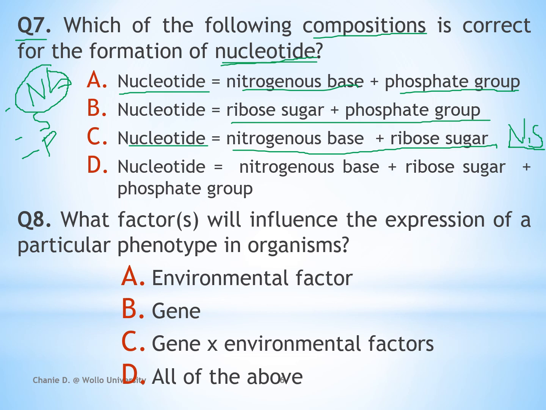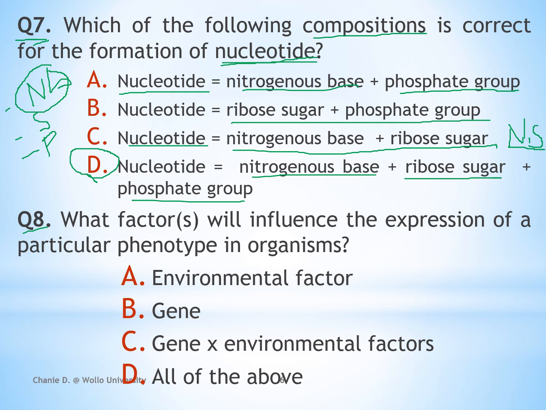D, nucleotide is nitrogenous base plus ribose sugar plus phosphate group. Therefore, this consists of nitrogenous base, ribose sugar, and phosphate group. So the correct composition of a nucleotide is those three components. So D is the correct answer for question number 7. Question number 8. What factor or factors will influence the expression of a particular phenotype in organisms?